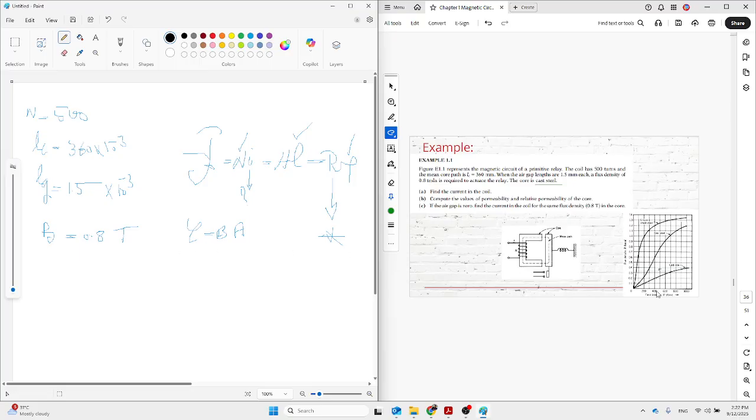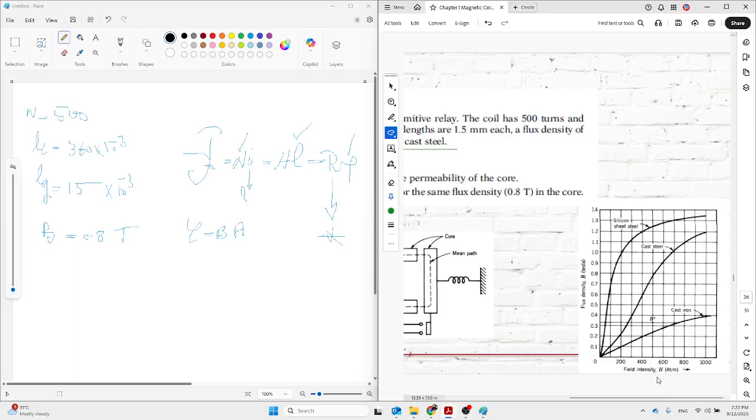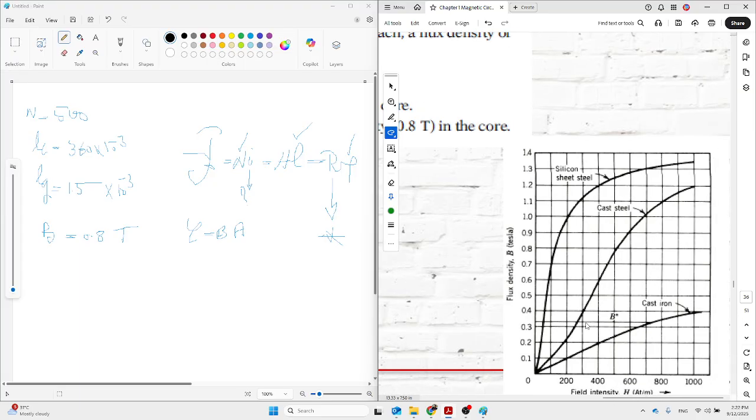We know B. So using this graph, let me zoom in. B is 0.8. So 0.8, the cast steel, then the value is between 400 and 600, which is 500. So using the graph mentioned here, don't forget again, based on the graph, H is equal to 500 ampere turn divided by meter. So done, finish.